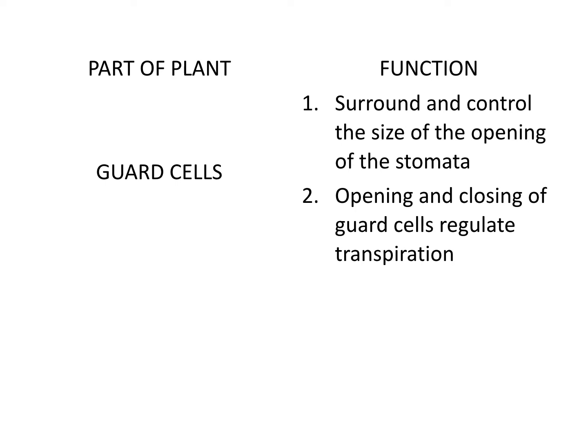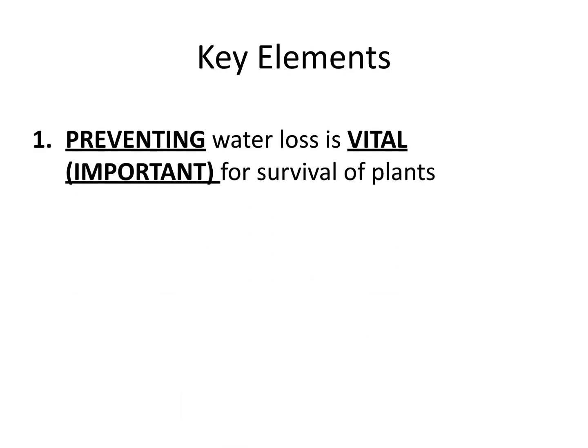With that said, those are the three parts you need to know, and there are some key elements here. First one is preventing water loss is vital, and the word vital in science or in any context means important for the survival of plants. Think about a cactus. A cactus must keep its water because it's so limited in the desert. So the process of transpiration with a cactus would be much different than the process of transpiration with the plants in your backyard.